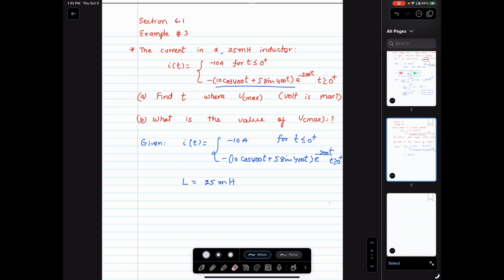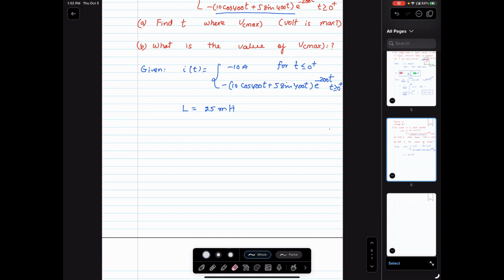The problem says to find the time t where the voltage across the inductor is maximum. Find t where Vmax happens. Part B asks, what is the value of the V maximum? As you can see, the expression for current is given and the value for inductance is given, so we can apply the V equals L di by dt formula.